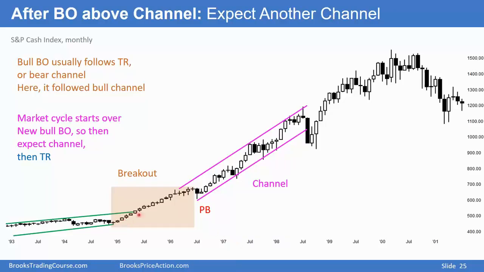New market cycle. Whenever you get a bull breakout, you've got to be thinking about a new market cycle. Breakout, and then channel, and then eventually a trading range.